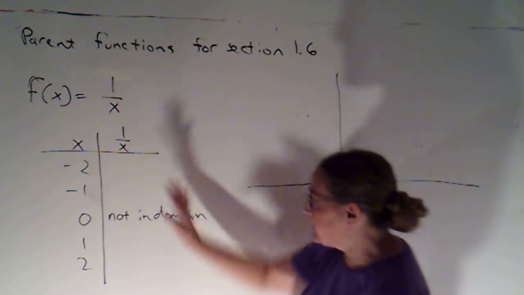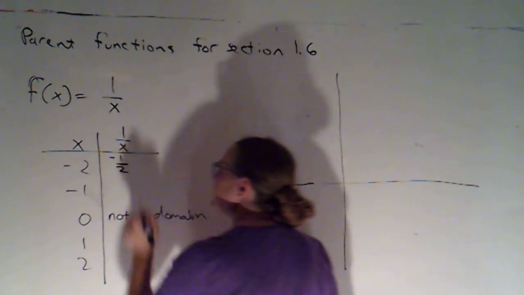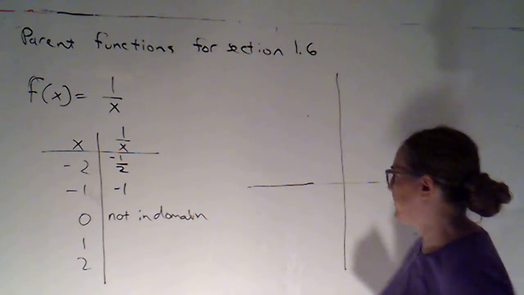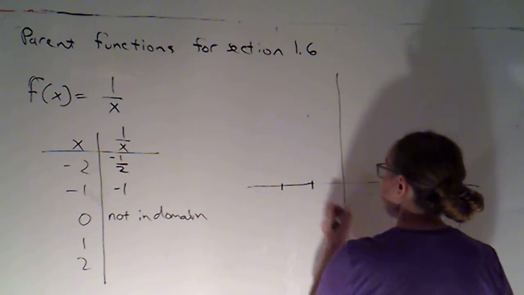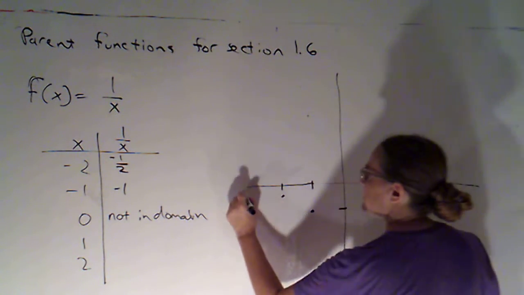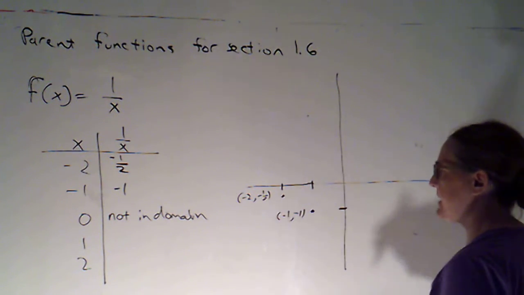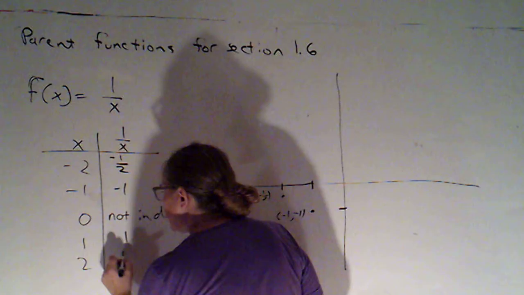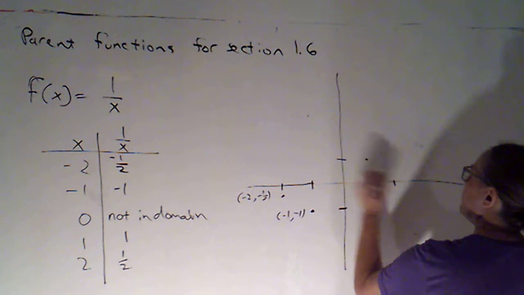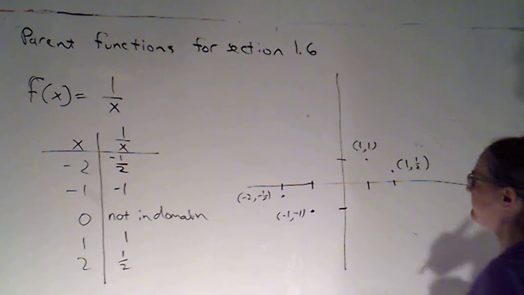Now, I can go ahead and calculate these other points. So the reciprocal of -2 would just be -1/2, and the reciprocal of -1 is -1. So when I take the reciprocal of a negative number, it's still going to be negative. So there-ish and there-ish. So there's my -2, -1/2, and -1, -1. Okay. And then the reciprocal of 1 is 1, and the reciprocal of 2 is 1/2. So there are my points 1, 1, and 2, 1/2.